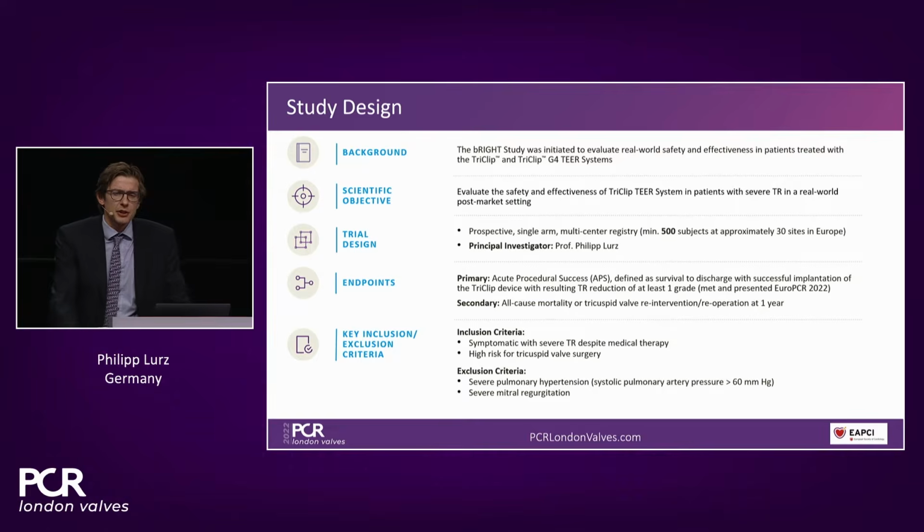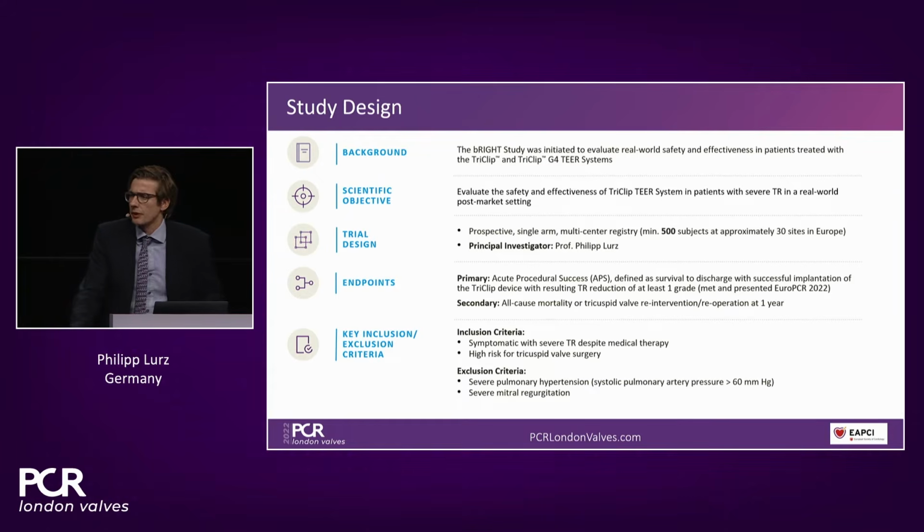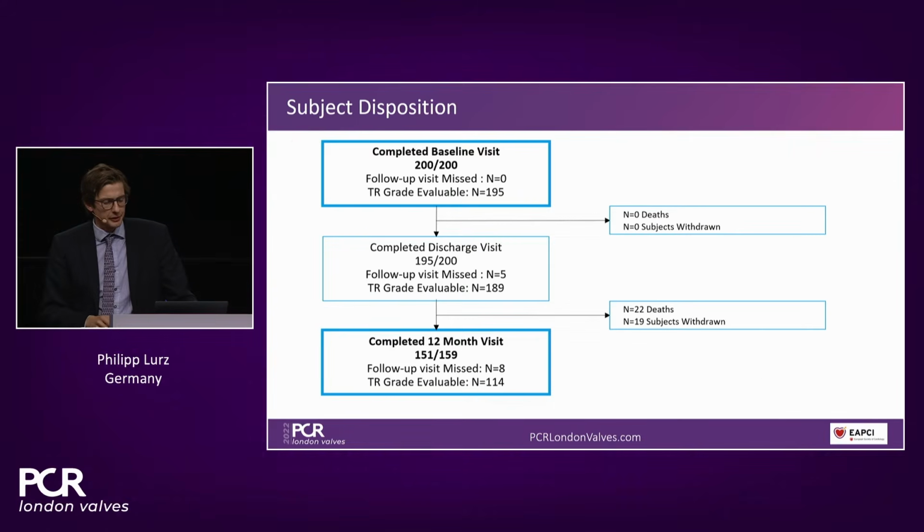So the BeRight study was initiated to evaluate the real-world safety and effectiveness of tricuspid TEER using the TriClip system. The primary endpoint is acute procedural success, defined as survival to discharge with successful implantation of the TriClip device, resulting in TR reduction of at least 1 grade. The secondary outcome is all-cause mortality or tricuspid valve reintervention and reoperation at 1 year. Patients were included in that registry when they were symptomatic, obviously, with at least severe TR, and those with severe pulmonary hypertension or concomitant mitral regurgitation were excluded.